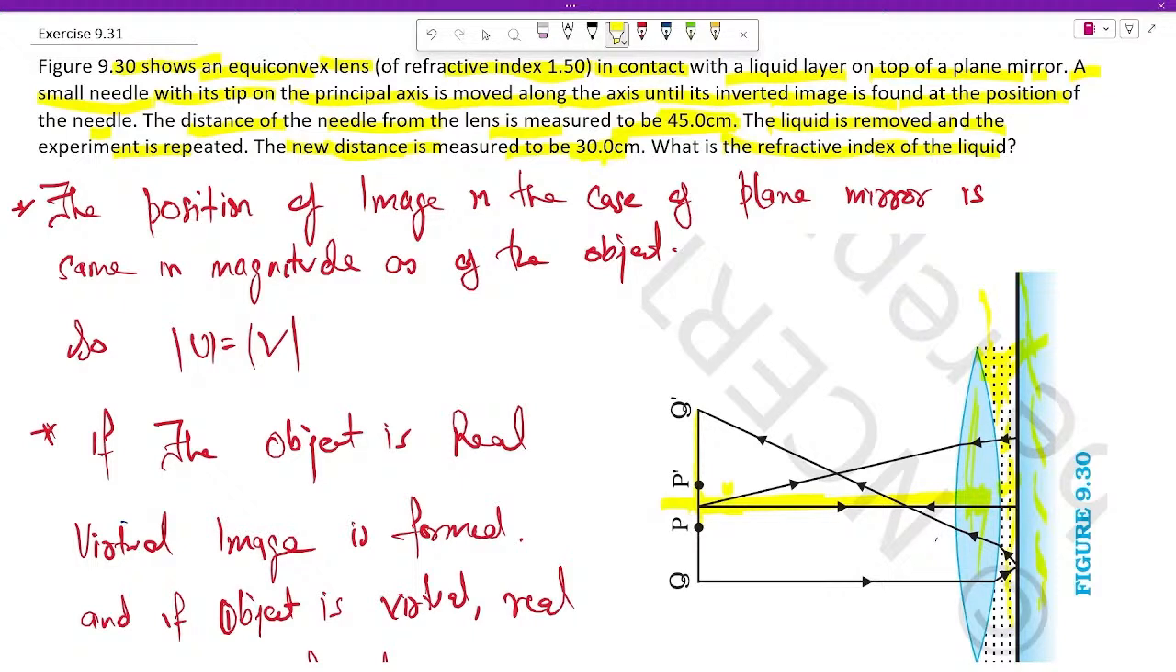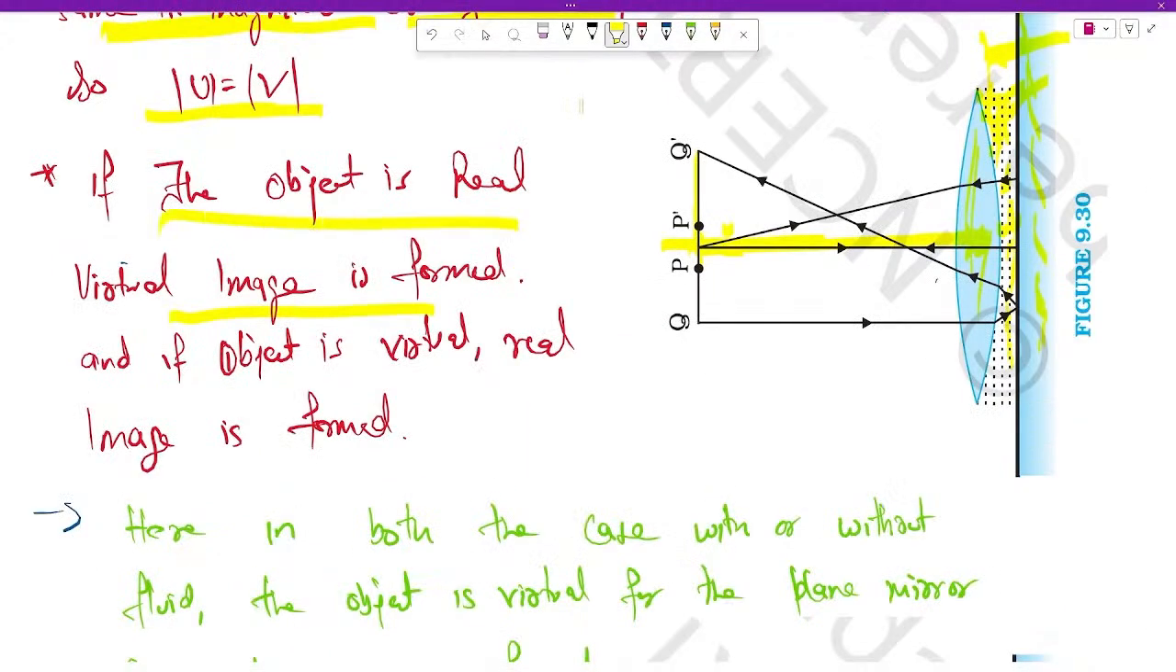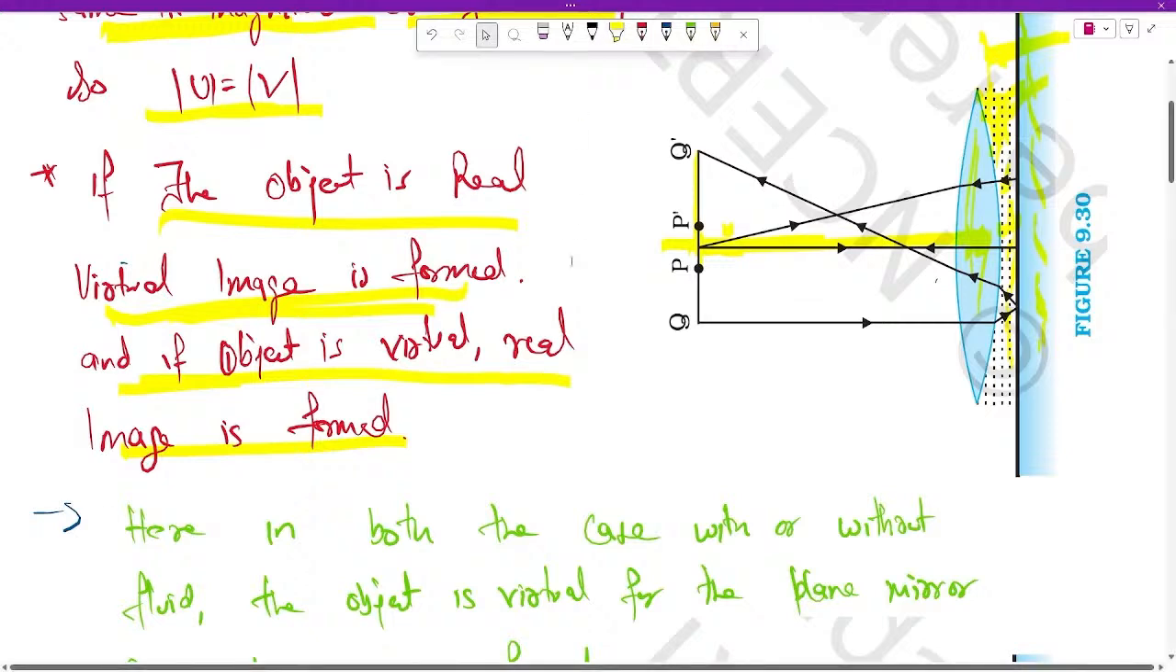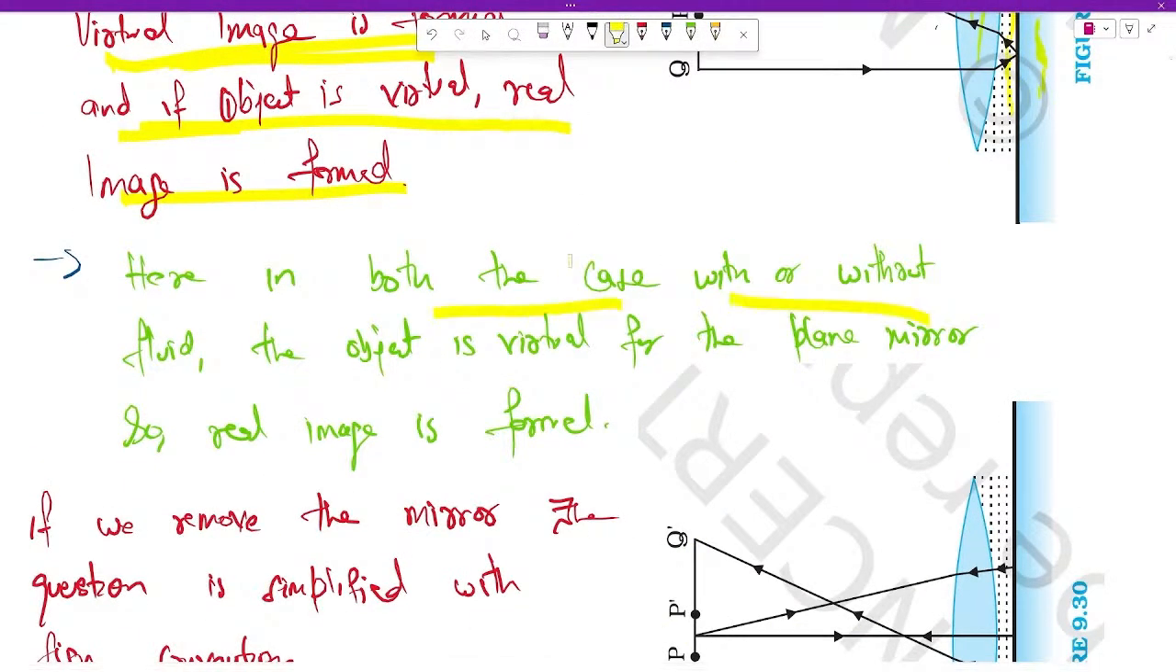So this is a question of the combination of lenses and also the reflection of a plane mirror. We know that the position of the image in the case of a plane mirror is the same in magnitude as that of the object, that is u equals v. If the object is real, a virtual image is formed, and if the object is virtual, a real image is formed in the plane mirror. Here, in both cases, with or without the fluid, the object is virtual for the plane mirror, so the real image is formed, which is superimposed on the object.